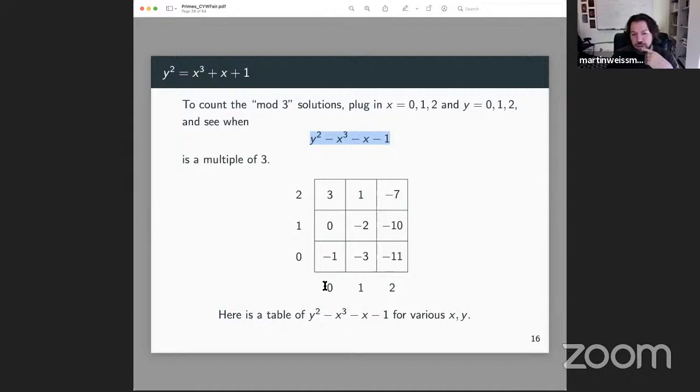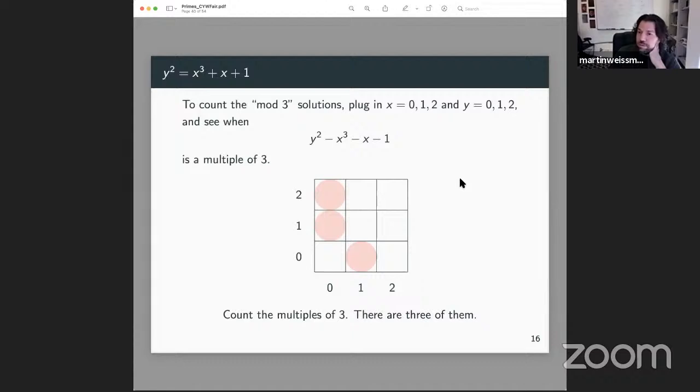When x is 0 and y is 2, I get 3. And when x is 1 and y is 0, I get -3. I make that table, and everything is considered mod 3. So next I look at which numbers in this table are multiples of 3, and I highlight them. Those are these pink circles here. 3, 0, and -3 are multiples of 3. Then I count the number of pink circles, and there are 3 of them.